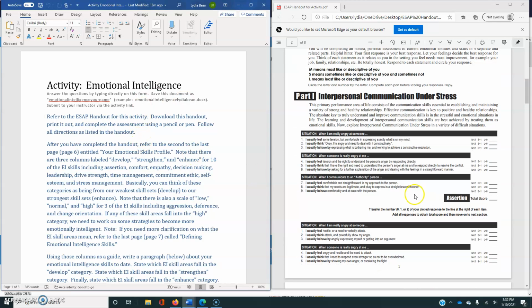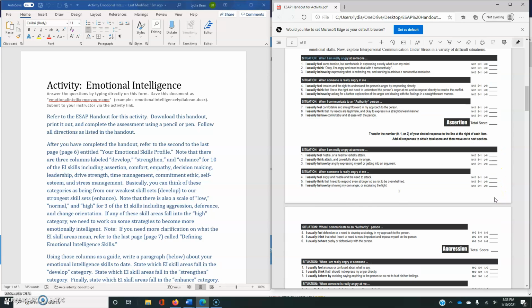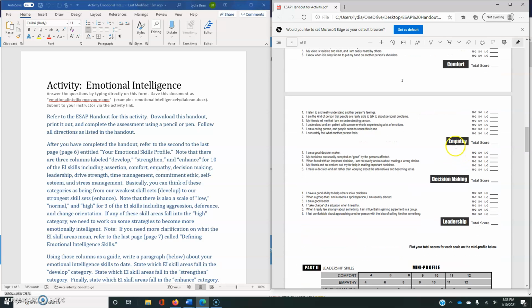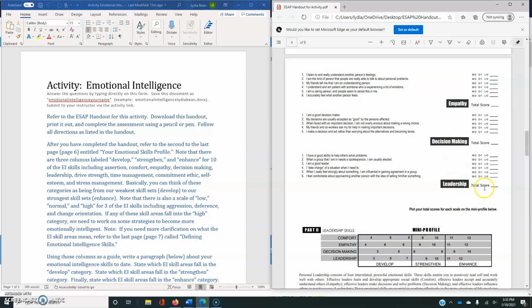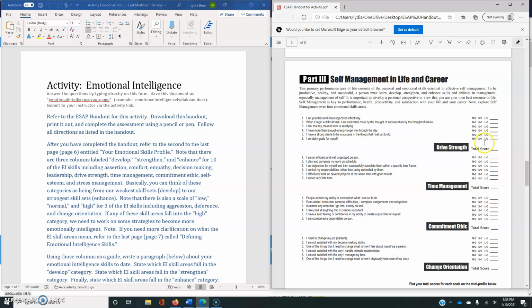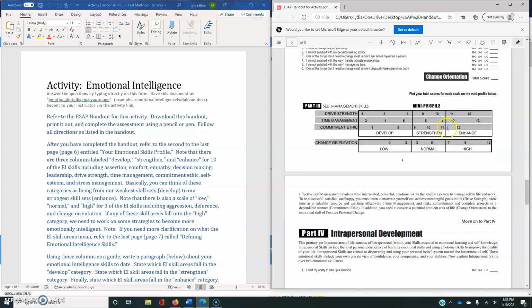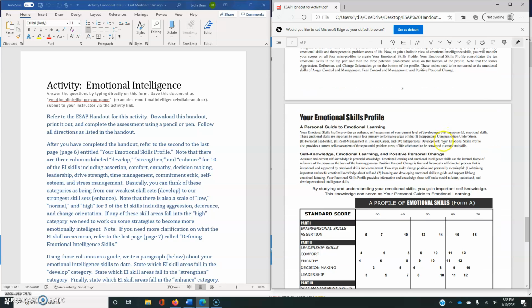This document may look a little intimidating, but actually isn't. All you're going to do is read these scenarios. It gives you a situation, like "When I'm really angry at someone," and then some scenarios, and you're going to put whether the answer is most like you, sometimes like you, or least like you. Then you're going to put the points and add up the points for each section. So you're going to get a score for assertion, aggression, deference. We're going to keep going down the page: comfort, empathy, decision-making, leadership. All of these are going to have a number associated with them after you answer the questions. Drive strength, time management, commitment ethic, change orientation, self-esteem, stress management.